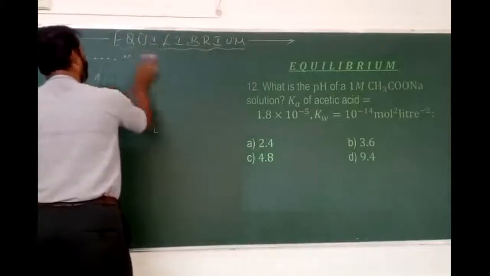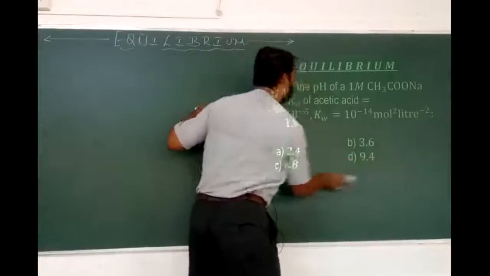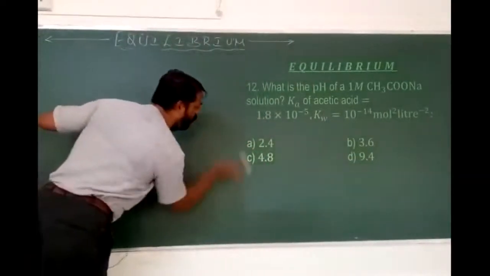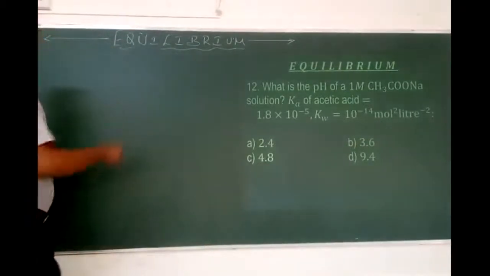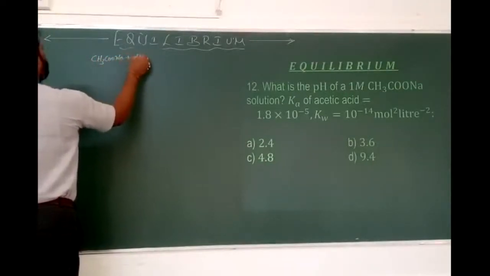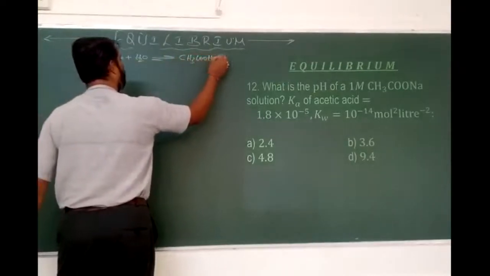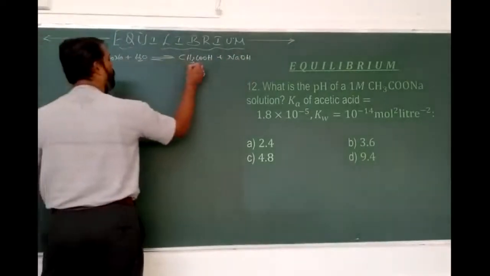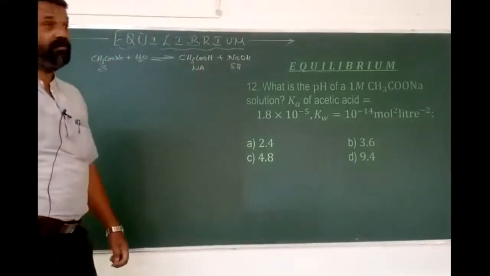What is the pH of 1 molar sodium acetate solution? Given Ka for acetic acid is 1.8 into 10 to the power of minus 5. First you have to know what type of salt it is. CH3COONa, as it is a salt, gives rise to what plus what? Acid and then the base. So here it is a salt of weak acid and strong base, because all carboxylic acids are weak.